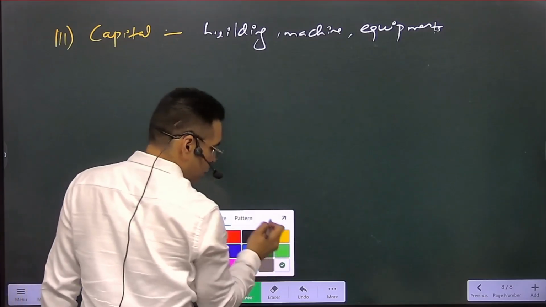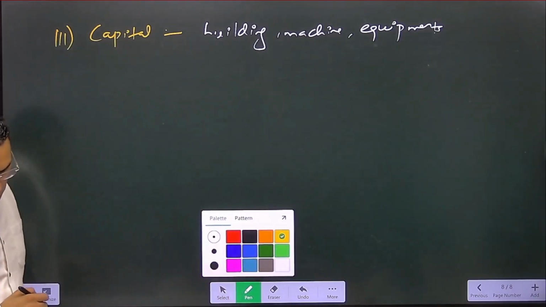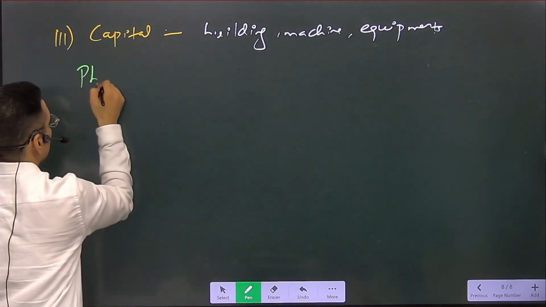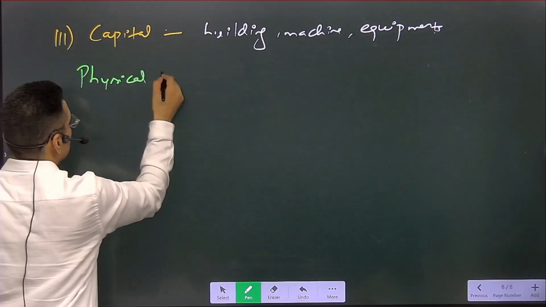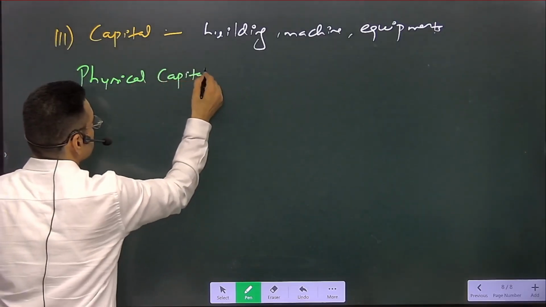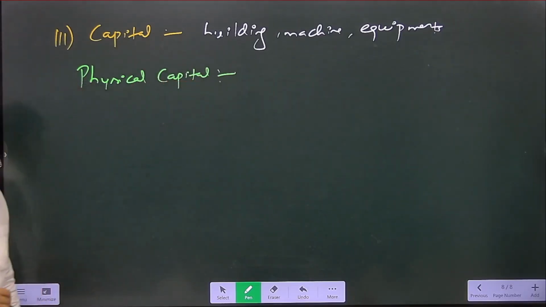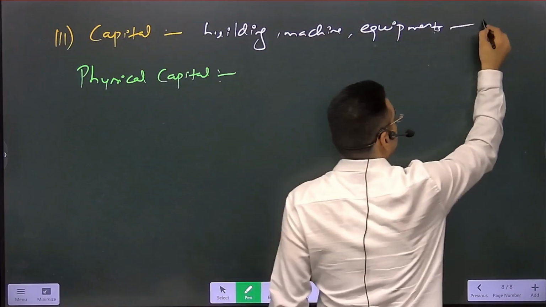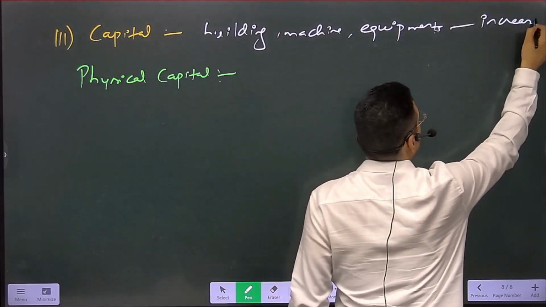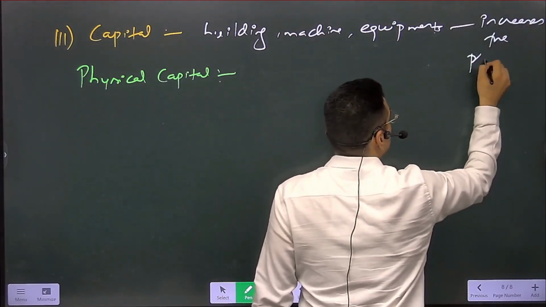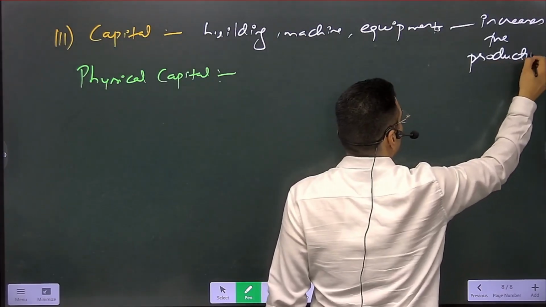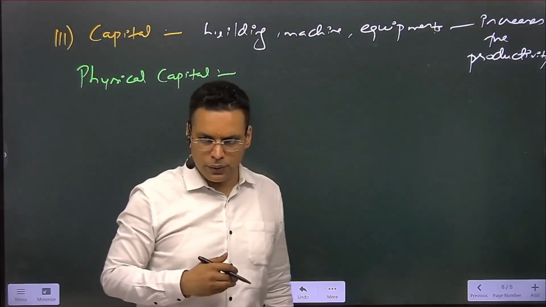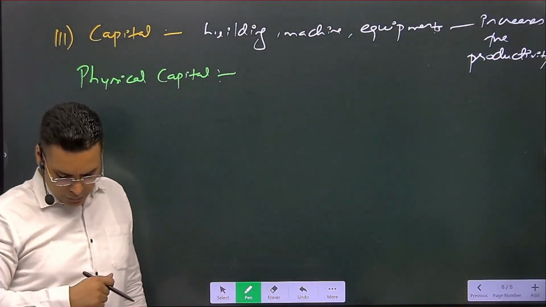Now here we have many types of capital. For example, we have a concept called physical capital. Now, what does capital do? It increases the productivity. More capital, more productivity. Productivity means more output. Utpadan.